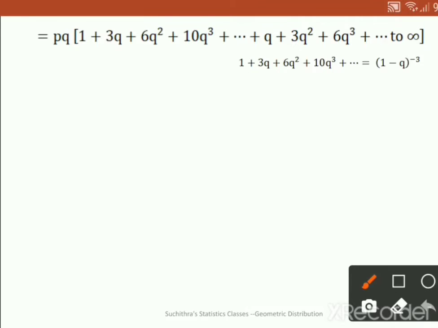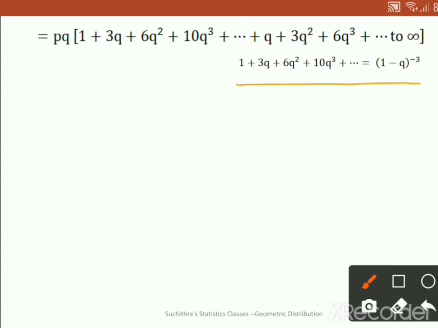That is, first part is 1 plus 3q plus 6q square plus 10q cube plus etc. Already we have 4q, so we will have a q here. Then we have 9q square, so we write 3q square here. We have 16q cube, so we will write 6q cube here plus etc. So, second part is this one.